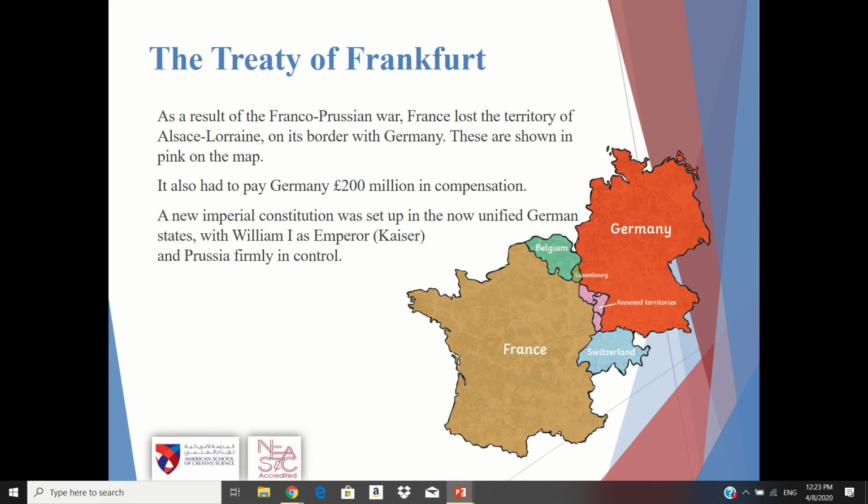The Treaty of Frankfurt. As a result of the Franco-Prussian War, France lost the territory of Alsace-Lorraine on its border with Germany. If you can see the land in pink on the map, this territory belonged to France, and France lost it in the war and it became a German territory. It also had to pay Germany £200 million in compensation. A new imperial constitution was set up in the now unified German states, with William I as emperor or Kaiser, and Prussia firmly in control.